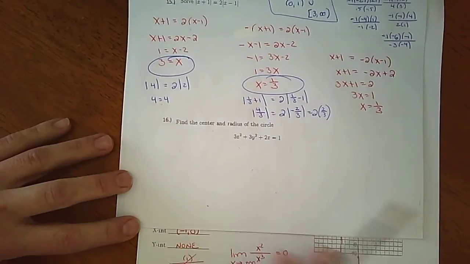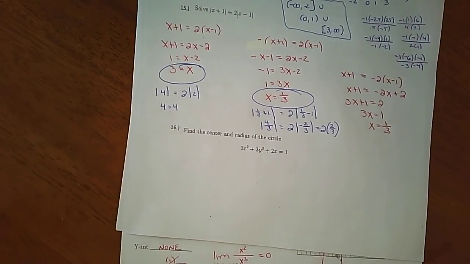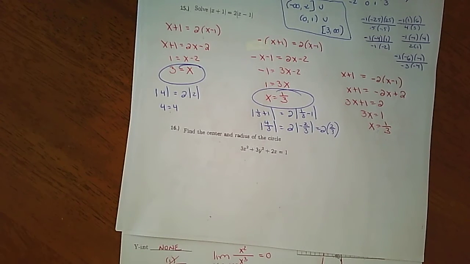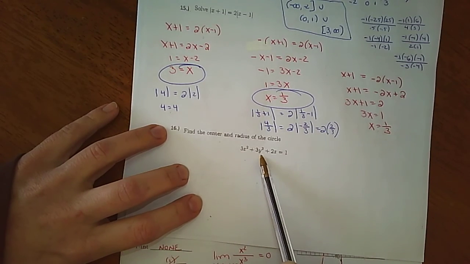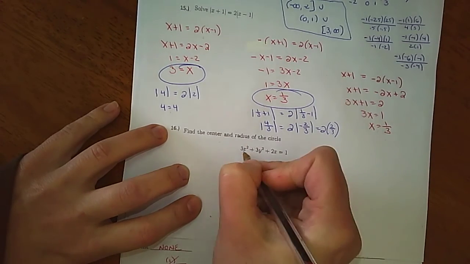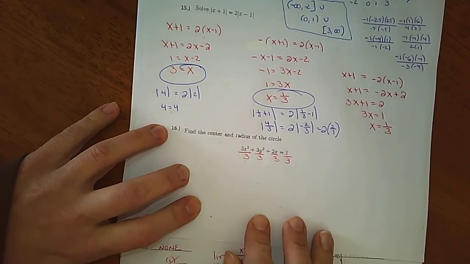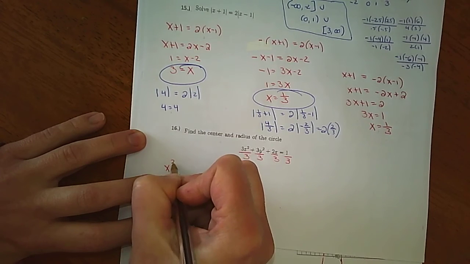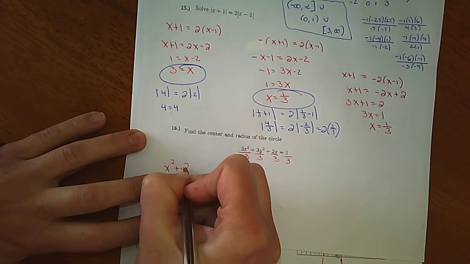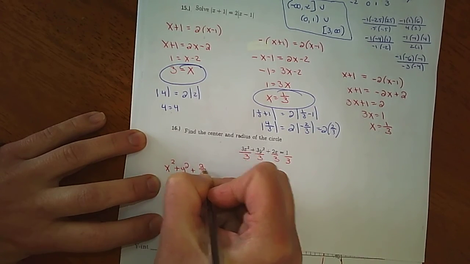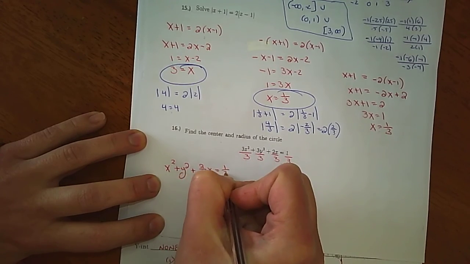All right, the last one on this page, number 16. Find the center and radius of the circle. Now, this is when we made the families, the X family, the Y family. Oops, sorry for the yawning. The problem is there's a number in front of the X squared and Y squared. So we have to get rid of that first. So I'm going to divide everything by 3. So that makes X squared plus Y squared plus 2/3 X equals 1/3.